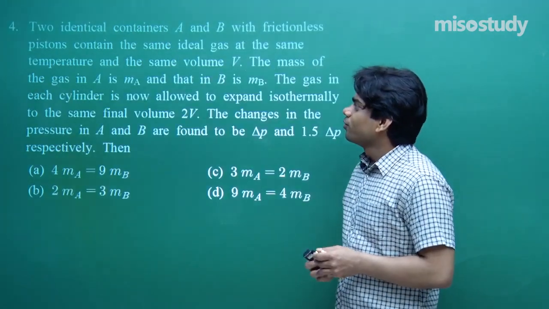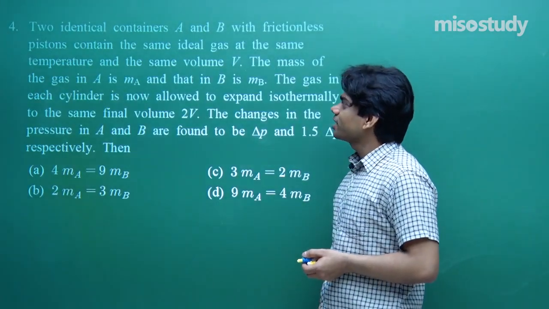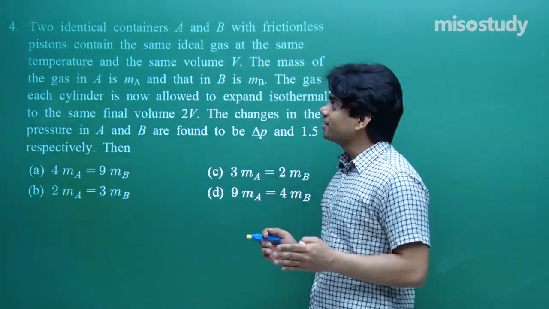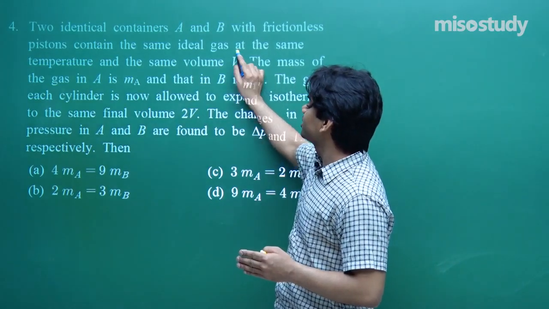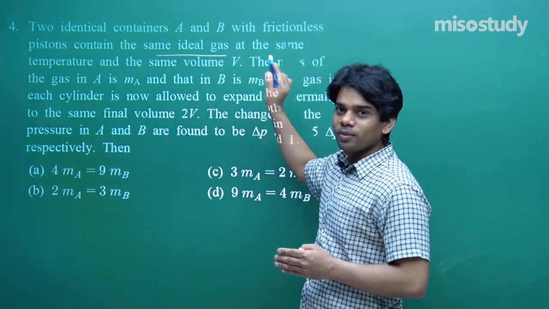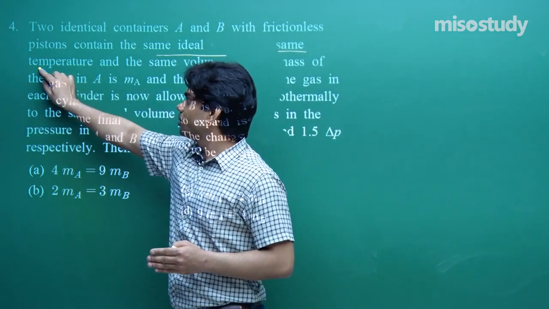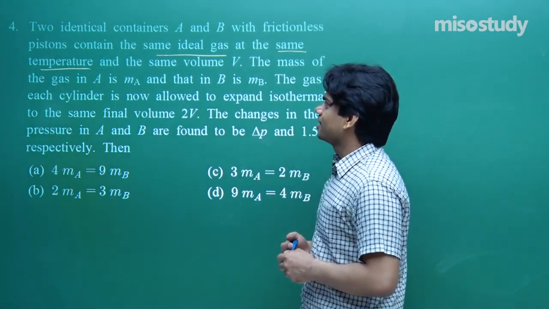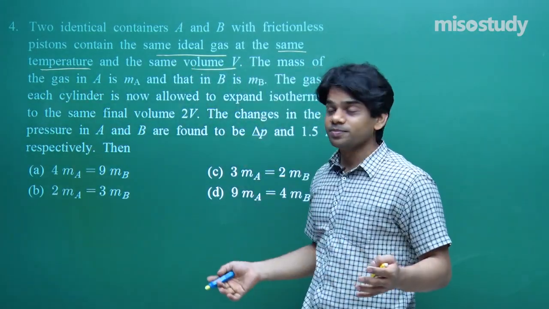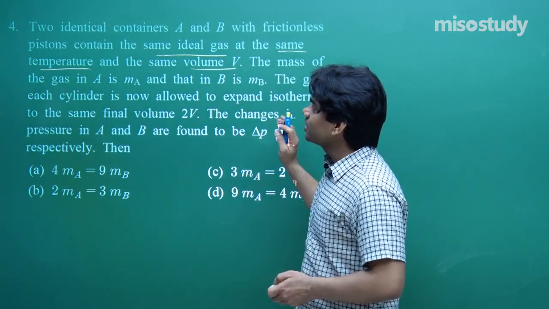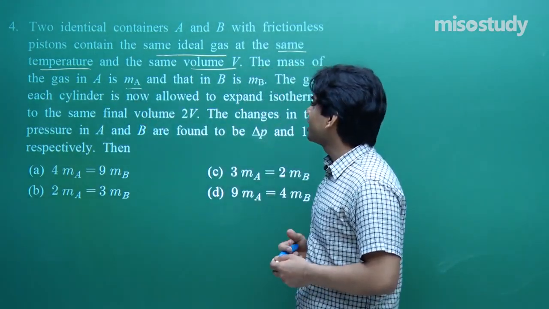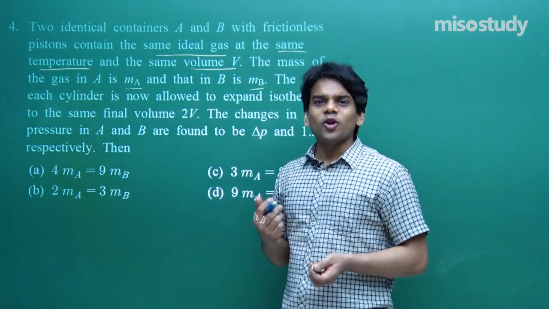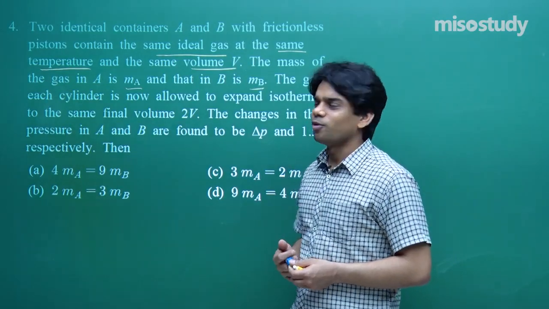Fourth, two identical containers A and B with frictionless piston contain the same ideal gas at the same temperature. Two containers with frictionless piston contain the same ideal gas. So same gas means molecular mass will be the same, temperature is the same, so it will be an isothermal process, and the same volume V. The mass of gas in A is Ma and that in B is Mb. If mass is different, volume is same, temperature is same, pressure will be different for both the gases.